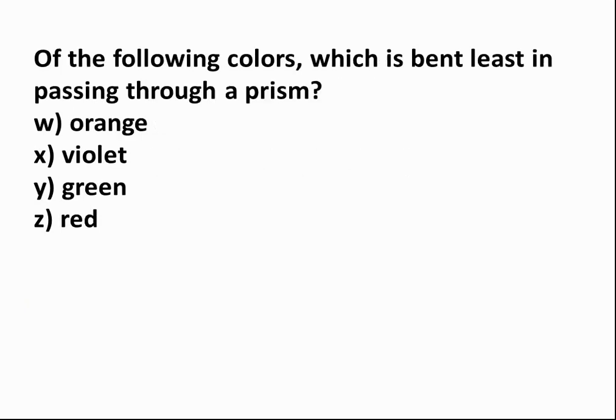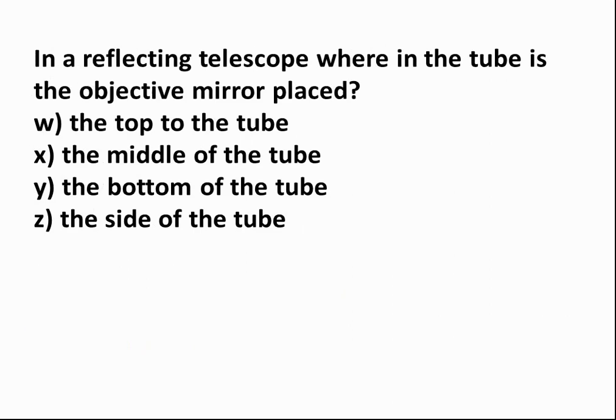Of the following colors, which is bent least in passing through a prism? W. Orange. X. Violet. Y. Green. Z. Red. Answer: Z. Red. In a reflecting telescope, where in the tube is the objective mirror placed?